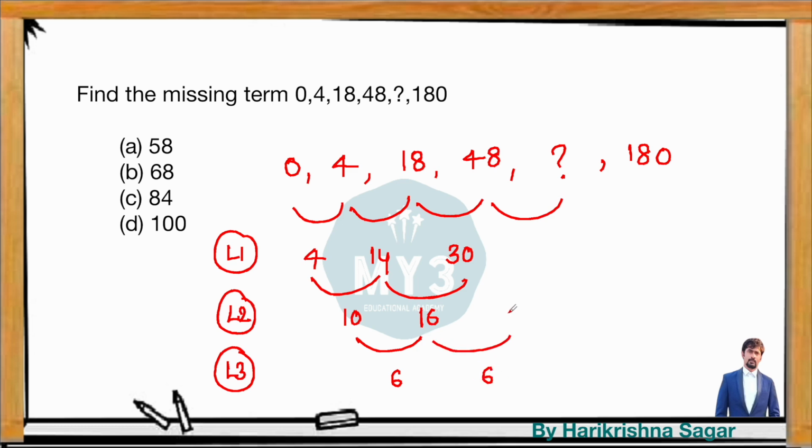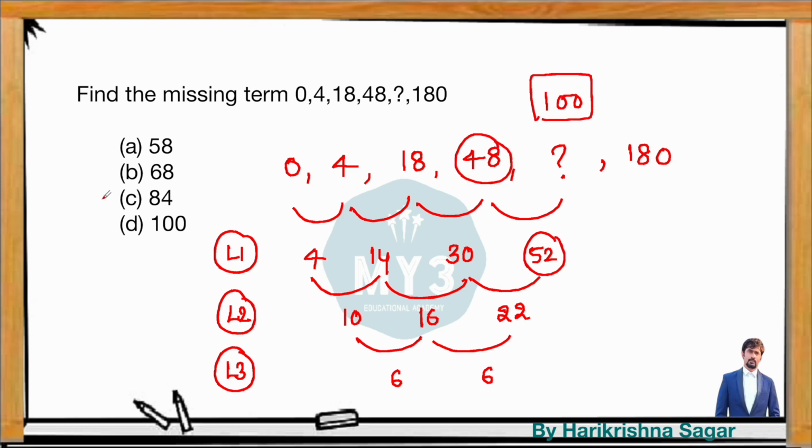So 16 plus 6 is going to be 22. If this is 22, the next difference will be 30 plus 22, which is 52. If this is 52, your answer is 48 plus 52, which is equal to 100. So mark the answer as 100.